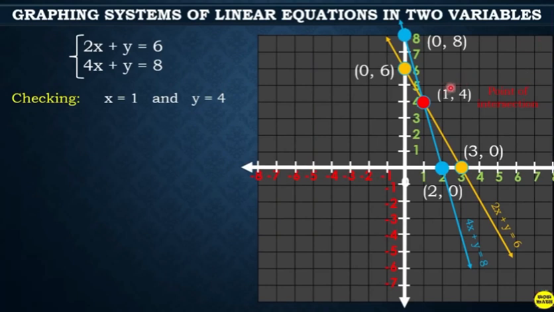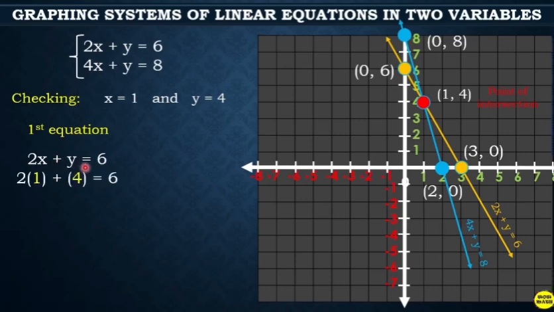Okay, i-check natin. So, ang solution natin is x is equal to 1, y is equal to 4. Diba? Kasi, since ang ordered pair o ang solution mo ay (1, 4), therefore, ang x mo is 1, ang y mo is 4. Okay, so, i-substitute natin siya dun sa ating first equation. So, your first equation is 2x plus y equals 6. So, substitute natin siya. So, ang x mo is 1 kasi yun yung nakuha natin na intersection nila. So, dapat mag-equal to, ha? And then, yung y mo is 4.